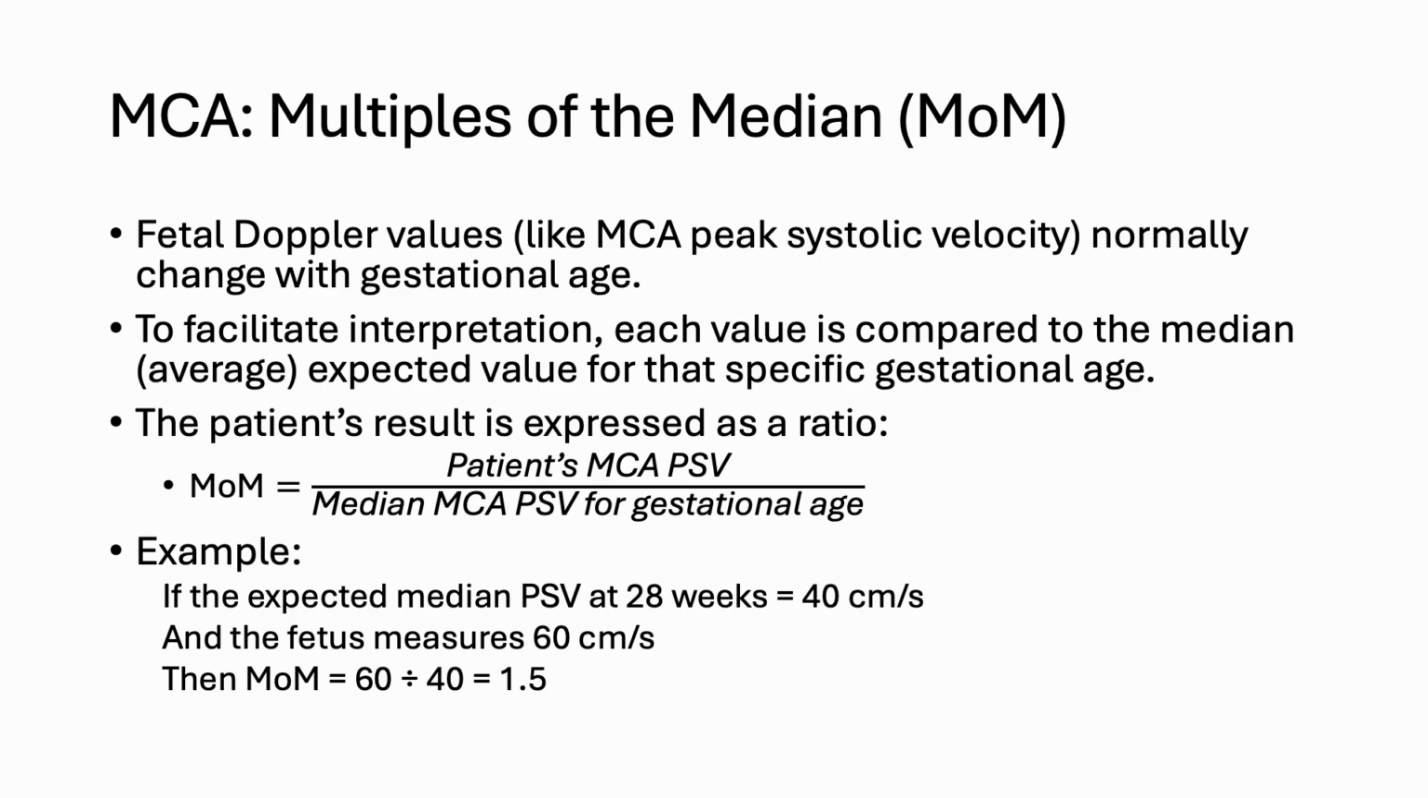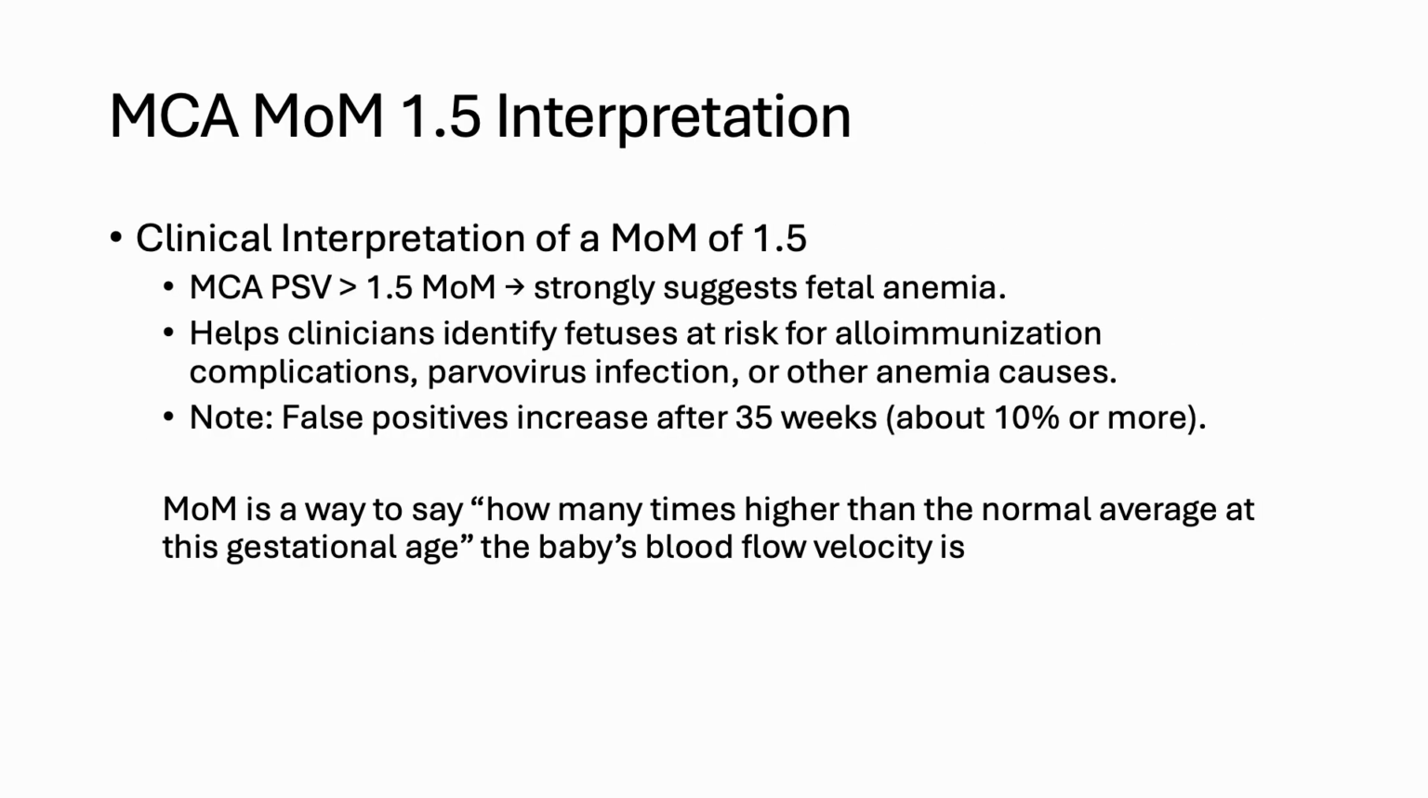So it is higher. When we have a MoM of 1.5, the clinical interpretation is that it strongly suggests fetal anemia. This helps the clinicians, the providers, the MFM, identify a fetus at risk for alloimmunization, parvovirus infection, and other causes of anemia. So twin-to-twin transfusion could be a cause.